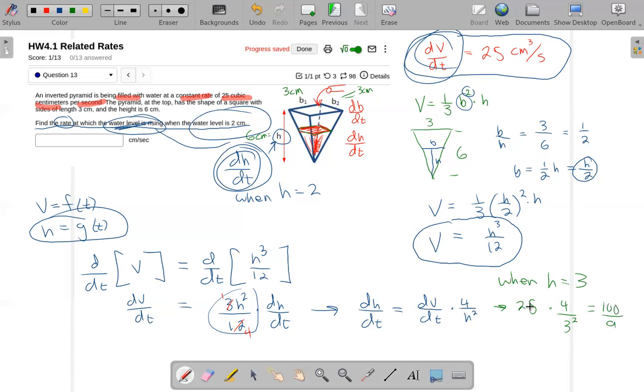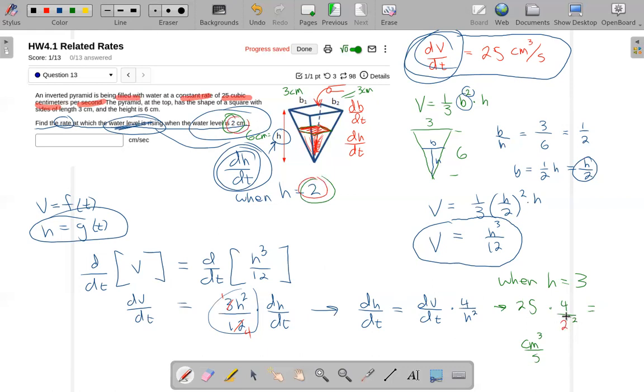And let's double check the units there. 25 is centimeters cubed per second. 4 has no units, but the 3 did. The 3, ooh, why did I do a 3 there? It's supposed to be 2. Oops. Thank you for pointing that out. All right, let's try that again. Let's erase maybe a little bit. So that's not a 3. It is a 2 squared. I'm going to change color here. 2, h is 2. There we go.